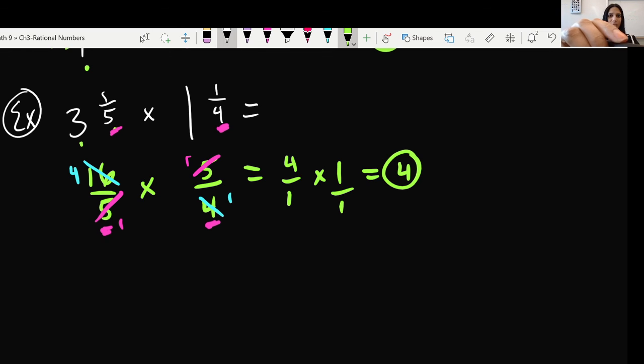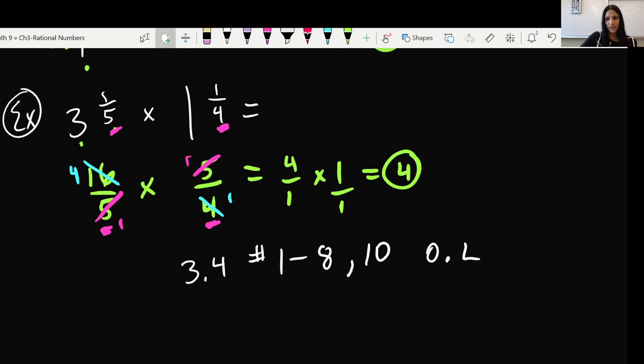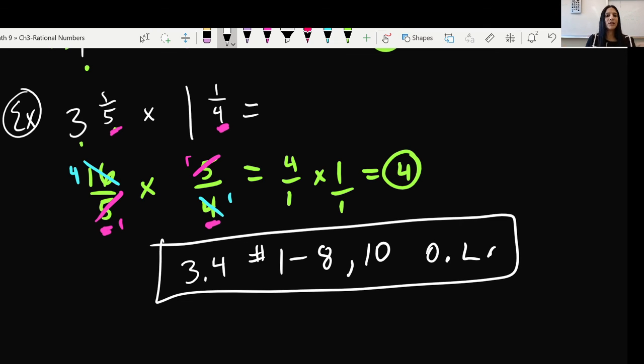Okay, so I hope that you found that helpful. So for section 3.4, 1 to 8 and 10, I would have you do the odd letters. So just to remind you, that simply means you would do A, then C, then E, so you would be skipping each letter to do half of them.